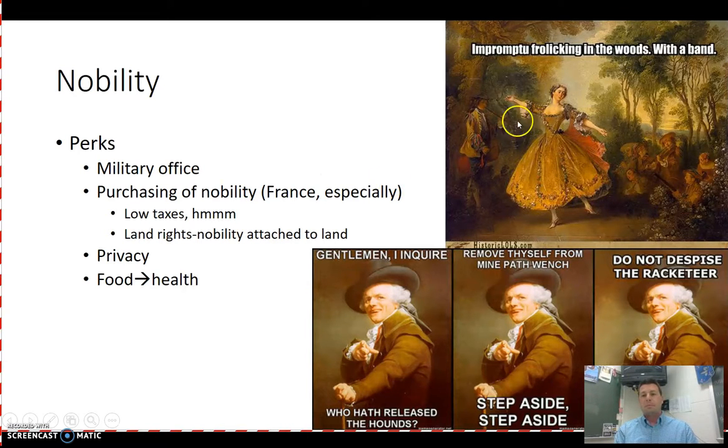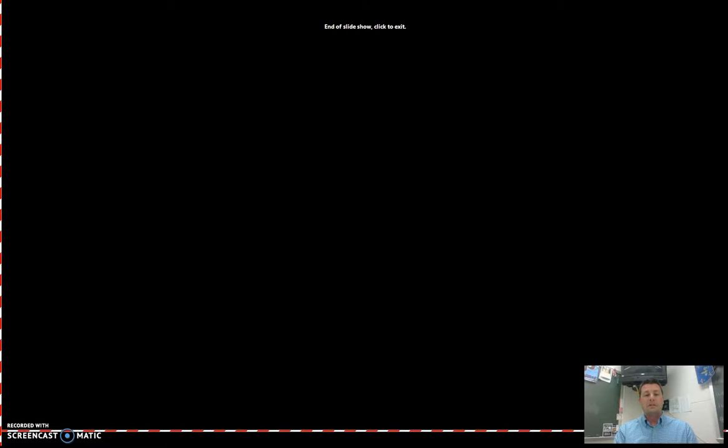So we have this nice Rococo painting up here just as kind of a reminder of the art periods we're talking about. We see some of that frivolity amongst the noble classes. So that's what we have for the 18th century. Again, this is going right along with chapter 18 in your textbook.